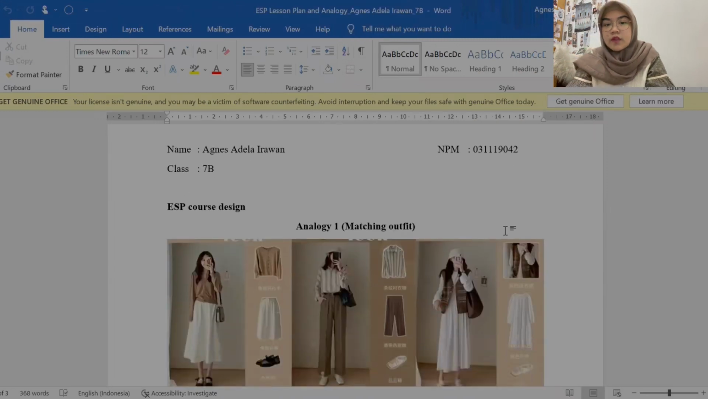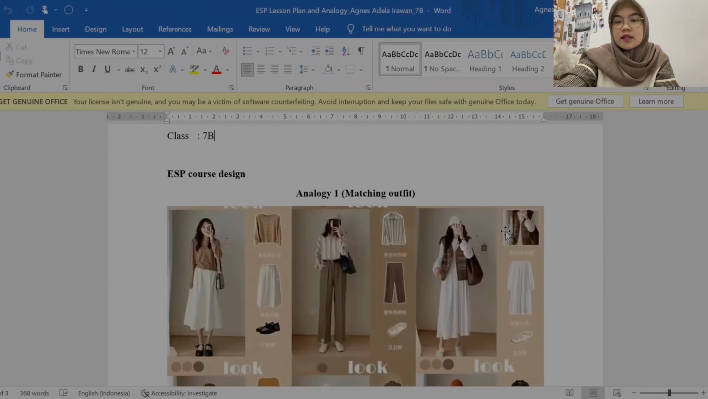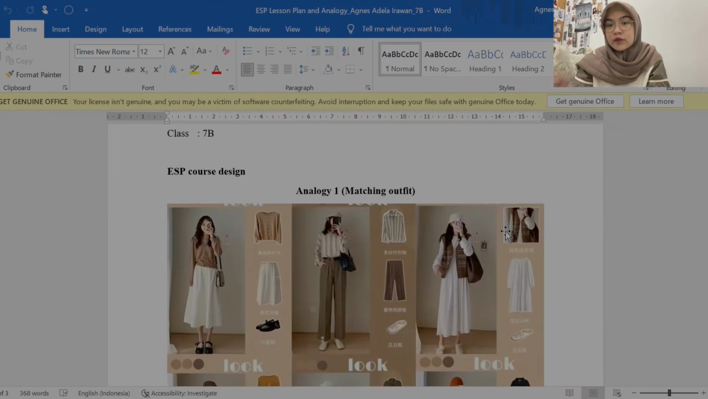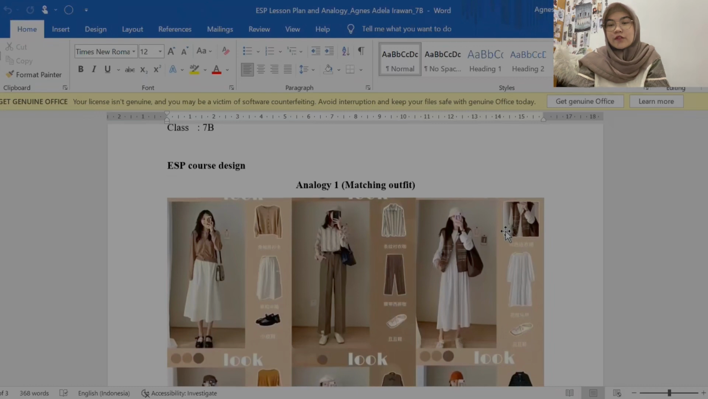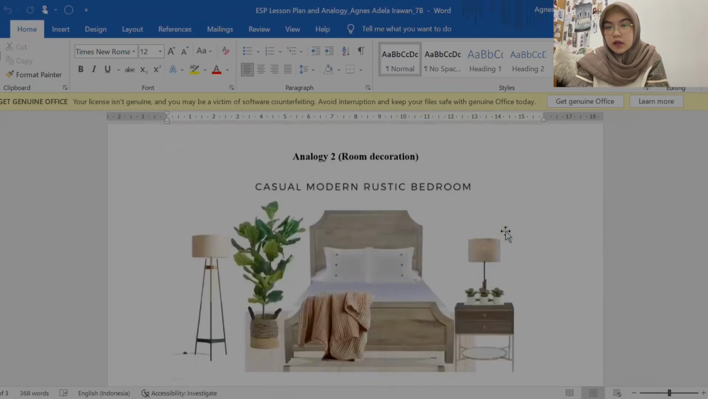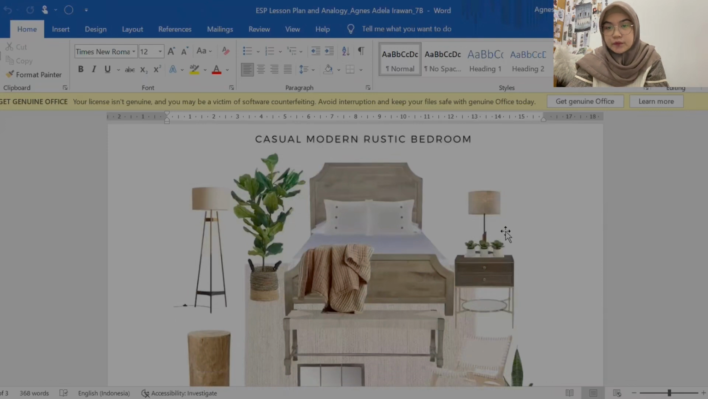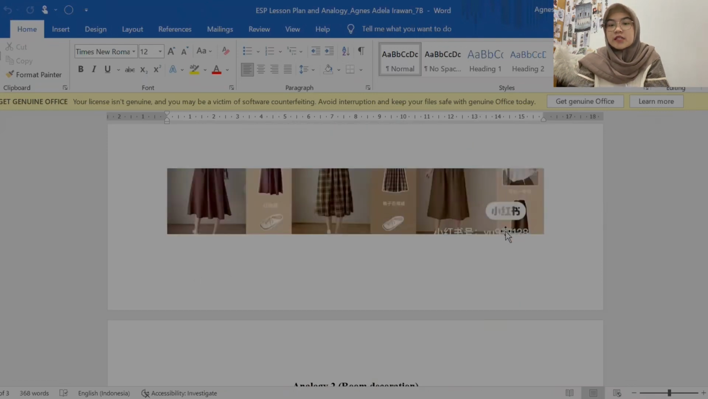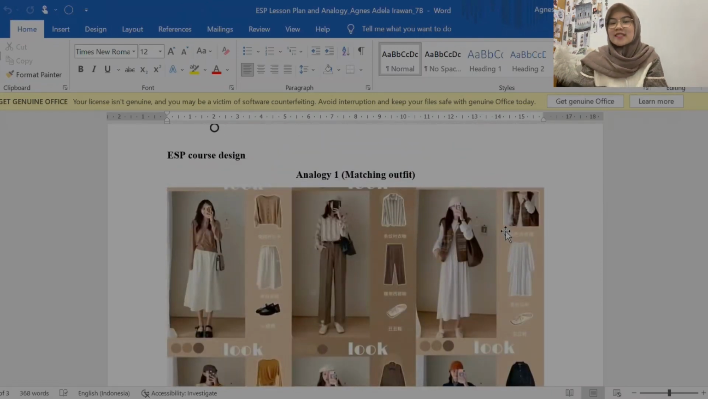Okay, here the first thing is the analogy. We use two analogies in this material. The first is matching outfits, and the second is room decoration. Here, the first analogy is matching outfits. We can say that it is similar to food plating or food presentation.